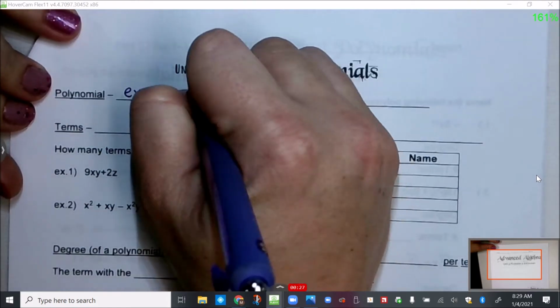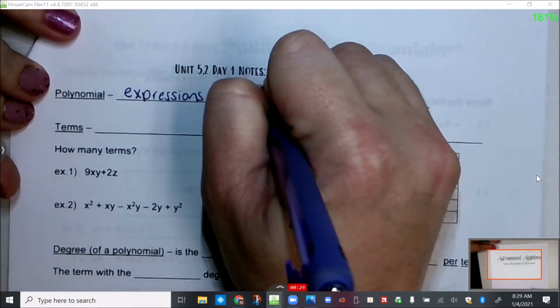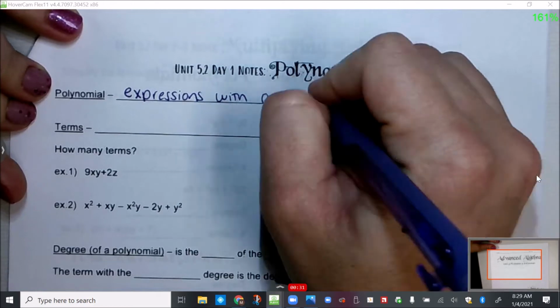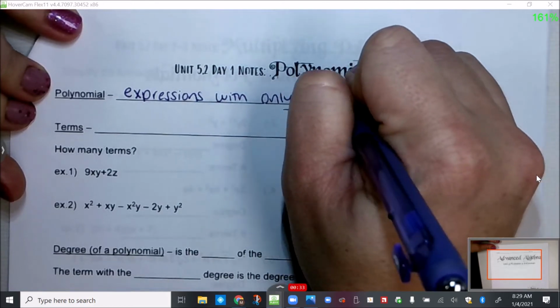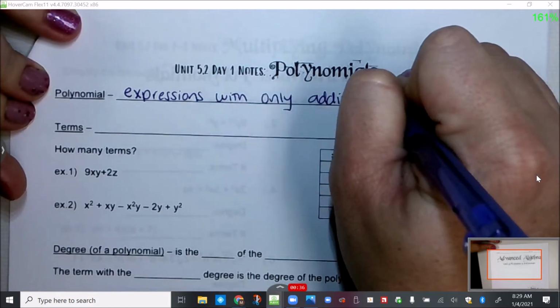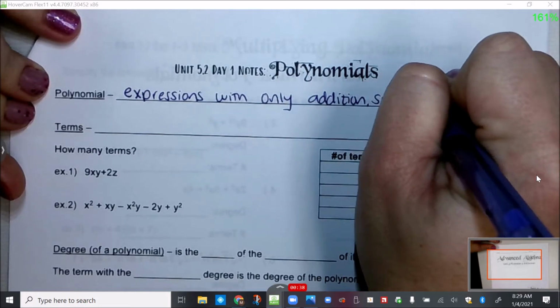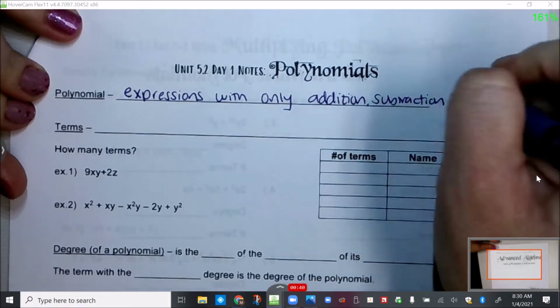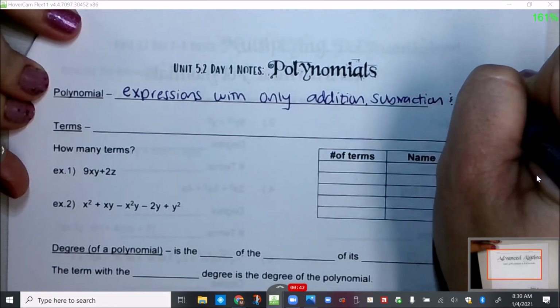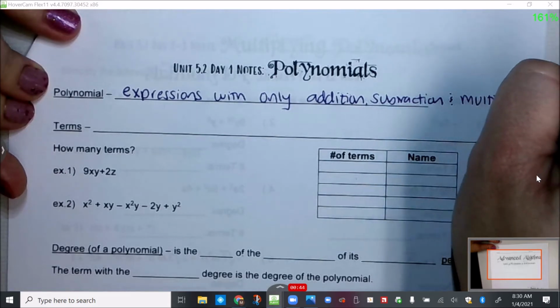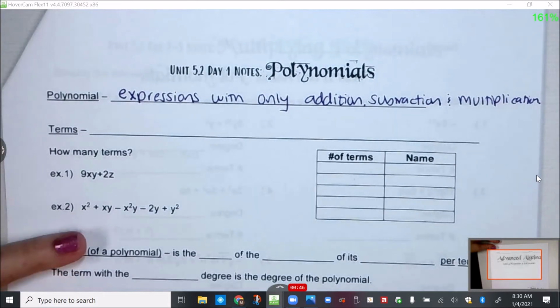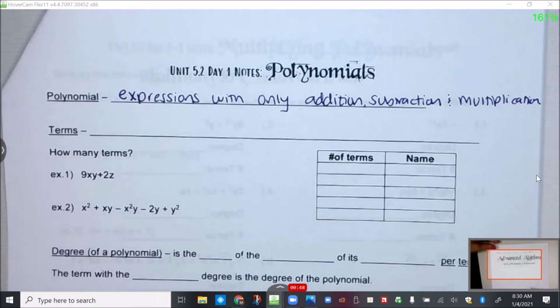But with only addition, subtraction, and multiplication. Okay, so there's no division in a polynomial.